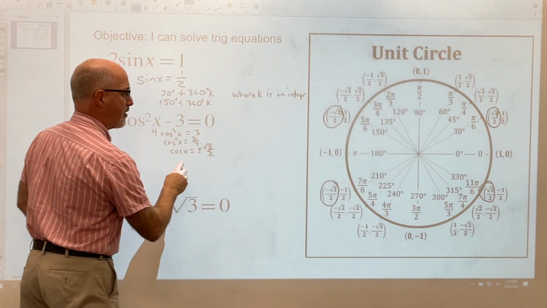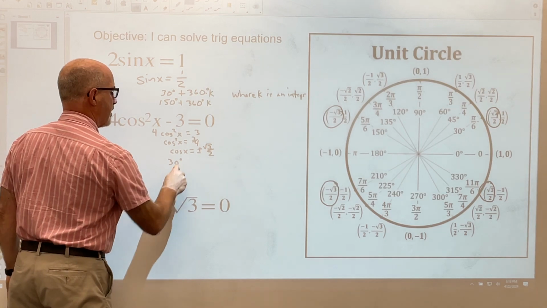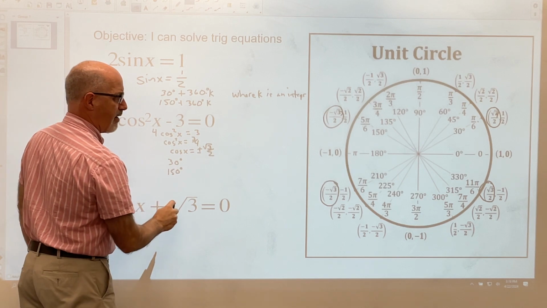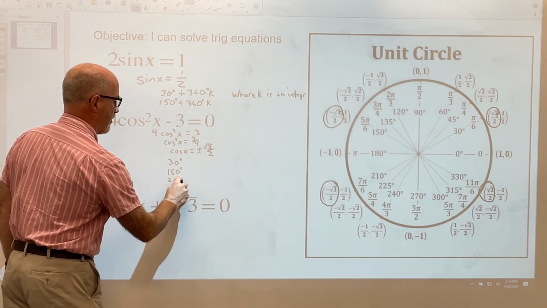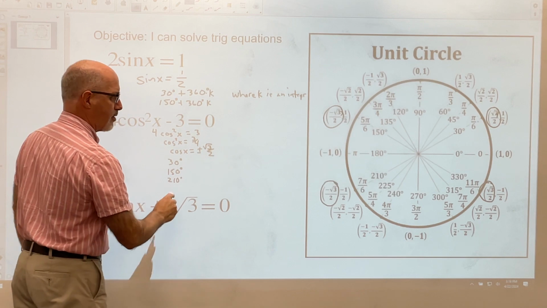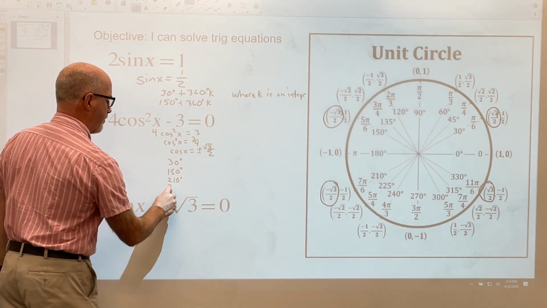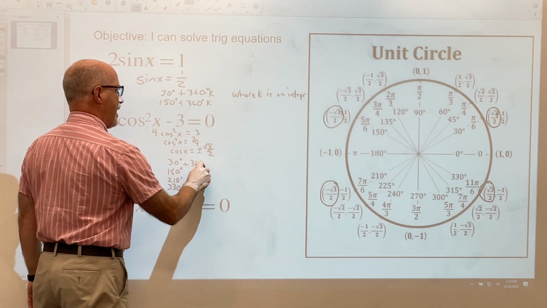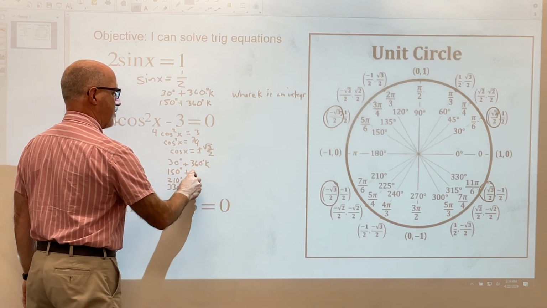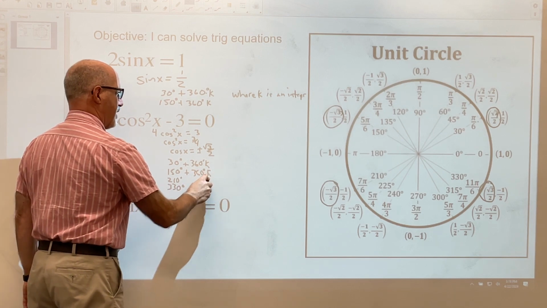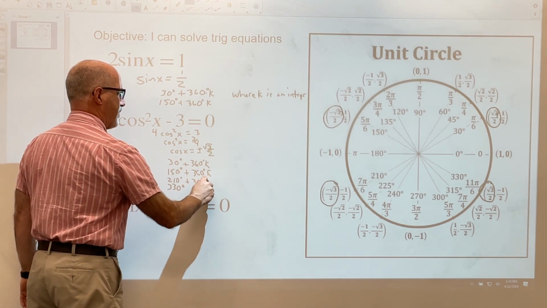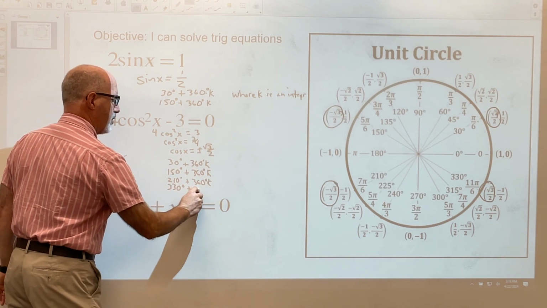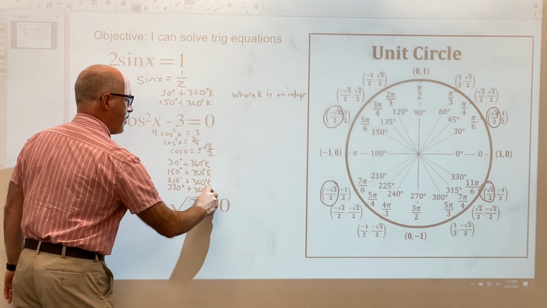I'm going to have 30 degrees, and I'm going to have 150. I'm going to have 210, and then I'm also going to have 330. Now I'm going to add 360k onto each of these for my answer to represent the periodic nature of it. Now, this is the answer, but there's also a little bit more I can do.